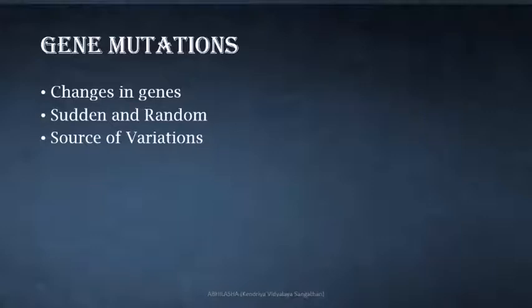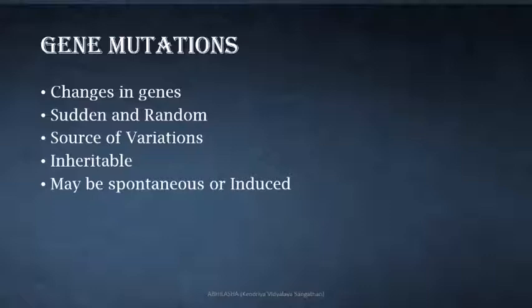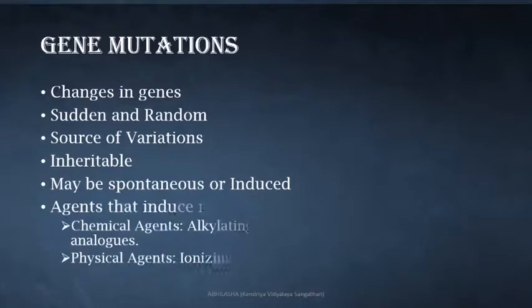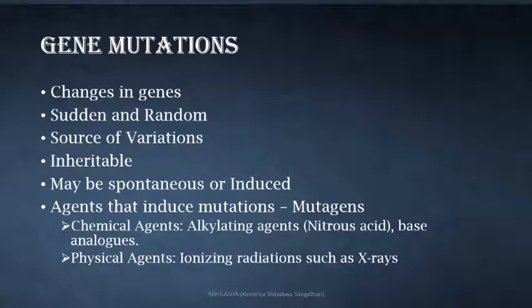For gene mutations to be effective as variation, they need to be inheritable. Inheritable means these mutations should occur in cells which form the gametes, so that these mutations can be passed on to the next generation. They can be spontaneous, that is occurring on their own, or they can be induced, that is made to occur. Now the agents that induce mutations are known as mutagens: chemical agents, alkylating agents such as nitrous acid, base analogues, and physical agents such as radiations.